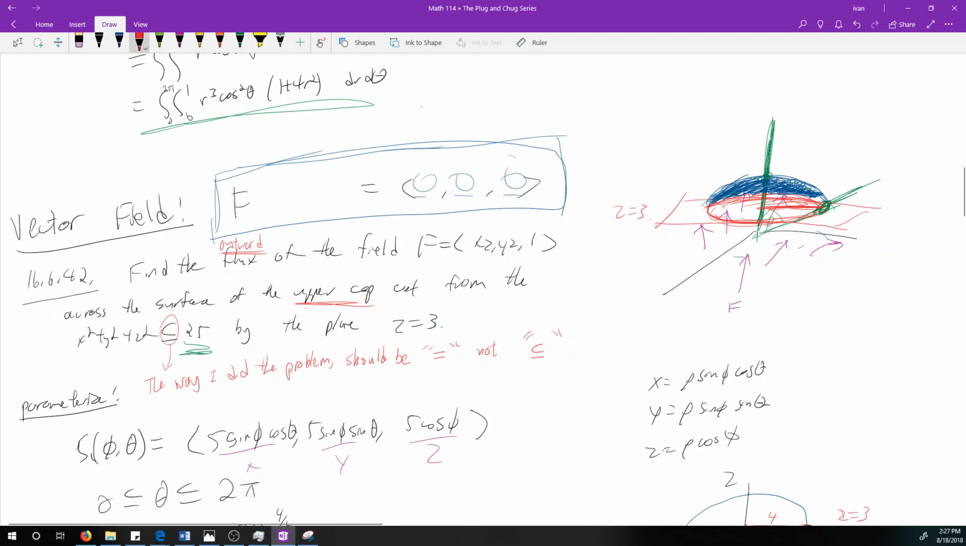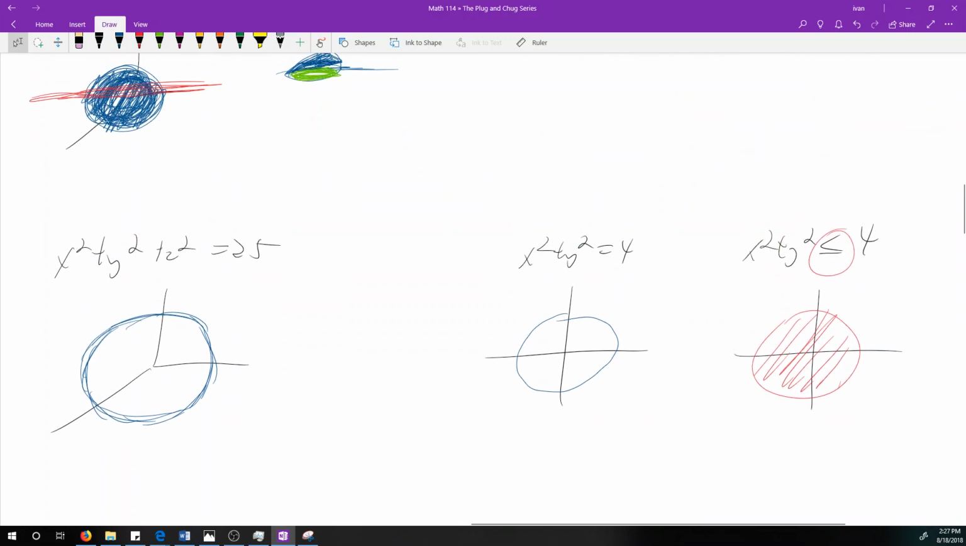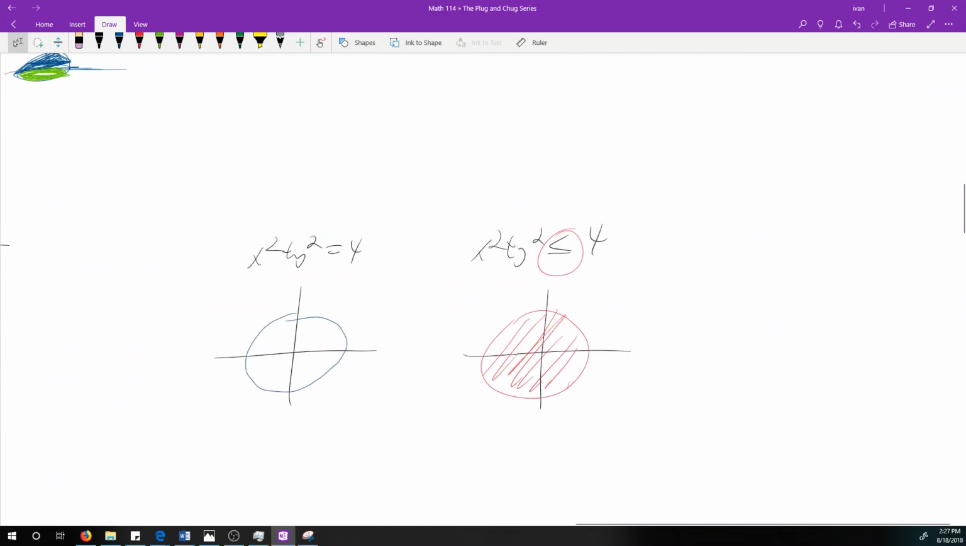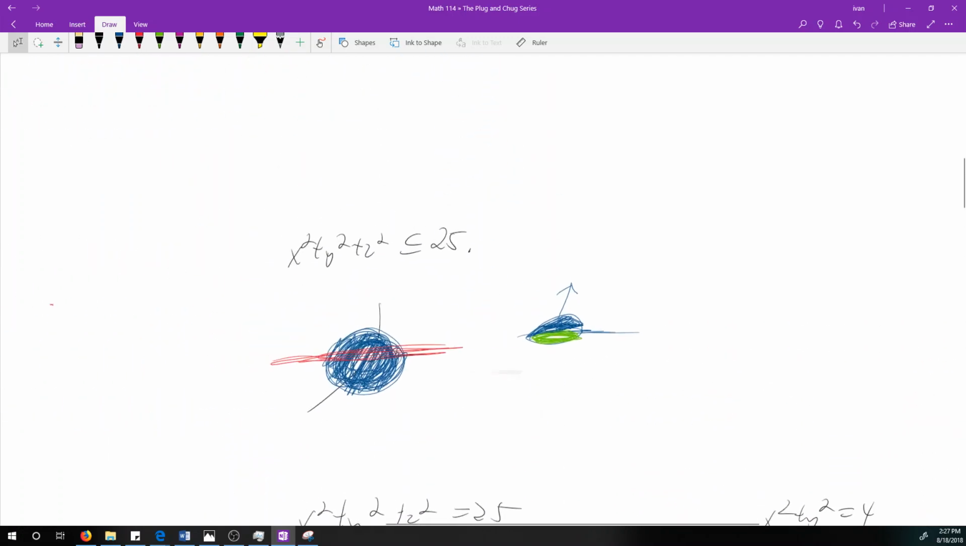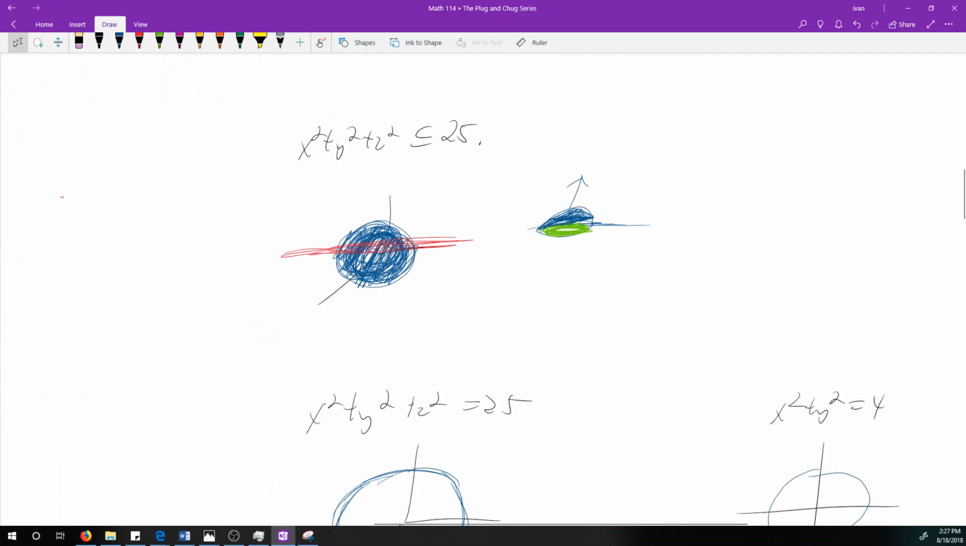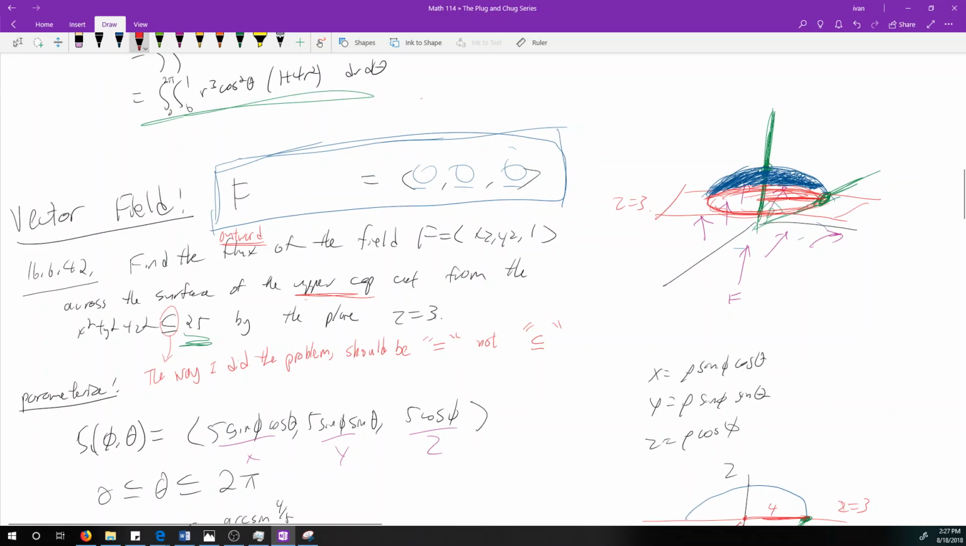Another way to think about this is if we think about a circle, x squared plus y squared is equal to 4. I'm not worried about the inside. But x squared plus y squared less than or equal to 4, then I have the inside filled, right? And the same thing with spheres. So if it's x squared plus y squared plus z squared less than or equal to 25, which is the case here, it's a less than or equal to sign.